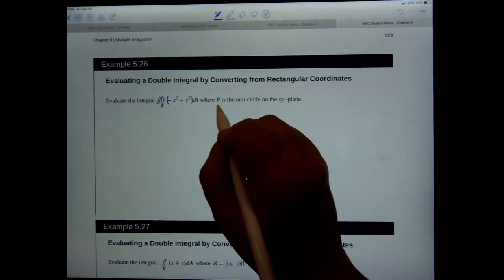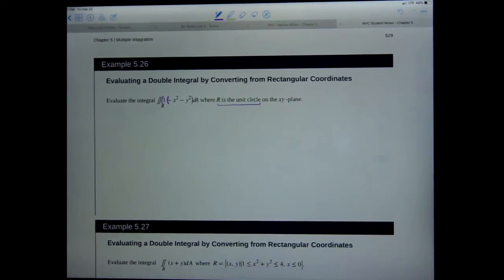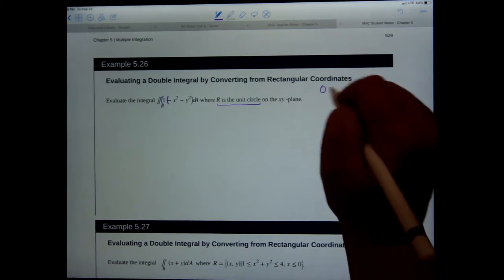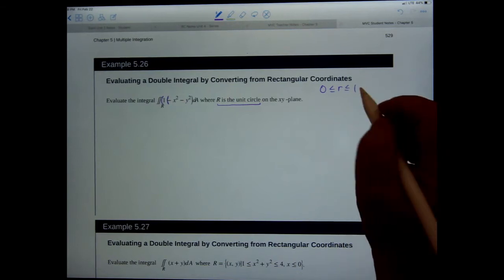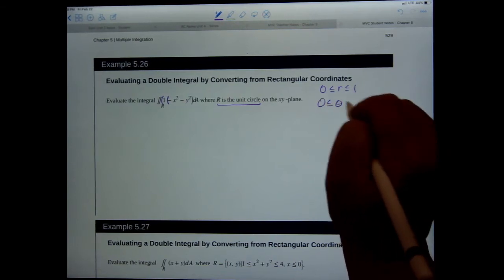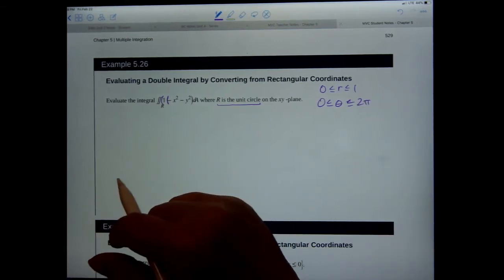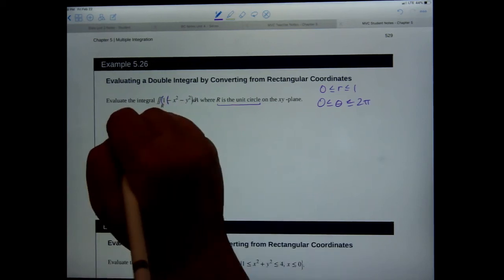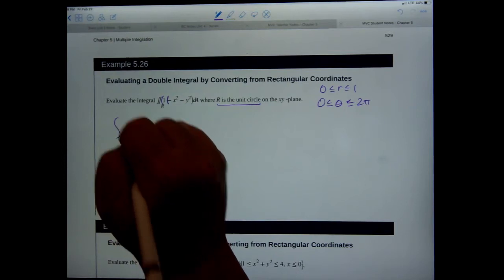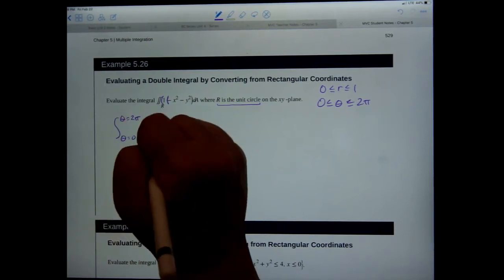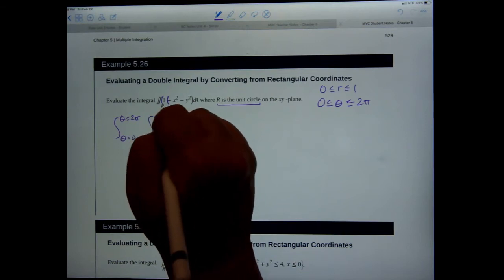Now notice here, it says R is the unit circle. It doesn't give me intervals for r and theta. I have to come up with them. R is 0 to 1. Then theta is 0 to 2 pi. R is between 0 and 1, and theta is between 0 and 2 pi. That's the unit circle. Okay, so we can set it up now. Theta equals 0, theta equals 2 pi, integral, r equals 0, r equals 1.